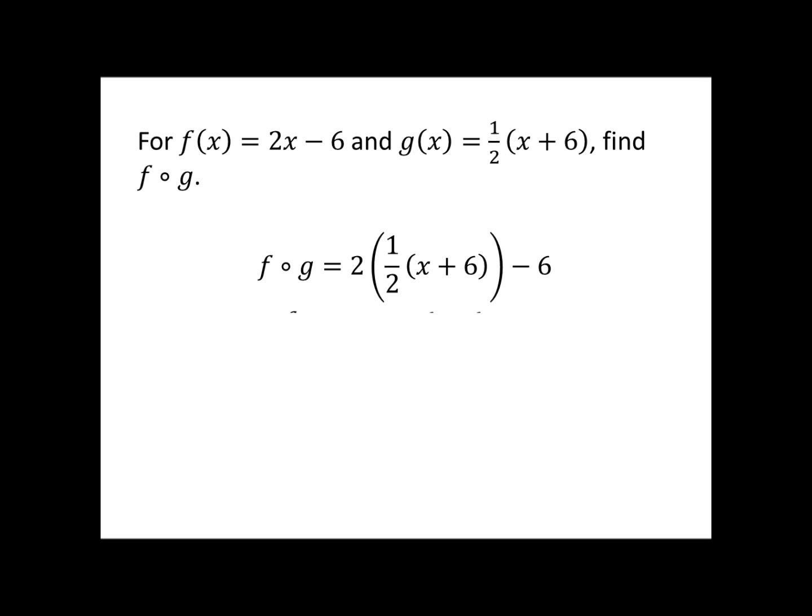Now, I definitely want to try to simplify this. And the first thing I'm going to do is multiply in that 2. What it's going to do is cancel the 1/2. So when I do that, I have x plus 6 minus 6, which is equal to x.